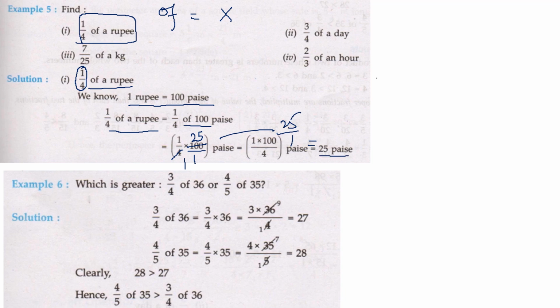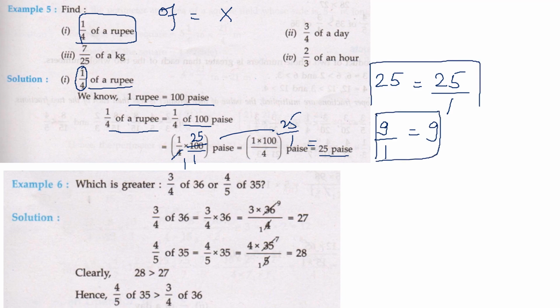Clear, isn't it? 25 is equal to 25 by 1, and if it is 9 by 1 it will be 9. These things are clear to you. To convert a whole number to a fraction, and when the denominator is 1, it can be written as a whole number. One more kind of question is there.